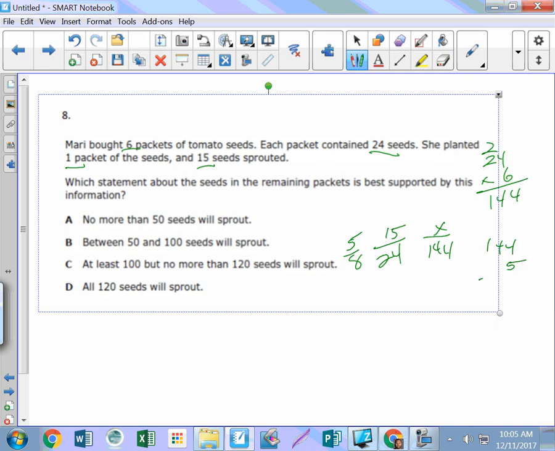144 times 5 is 720. And then 720 divided by 8 is 90. So 90, so only 90 seeds. No more than 50 seeds will sprout. No more than 50, that's not true. Between 50 and 100, that one's true. At least 100, no, all 120, so it is B.